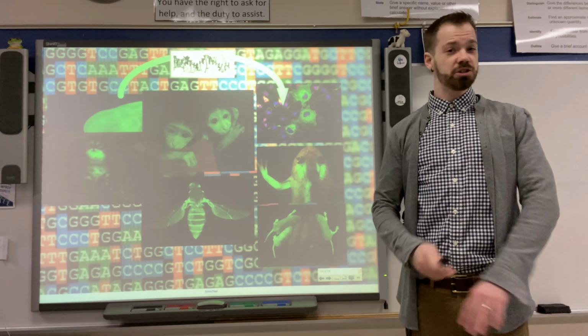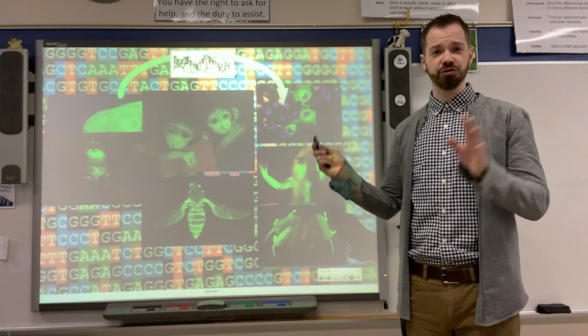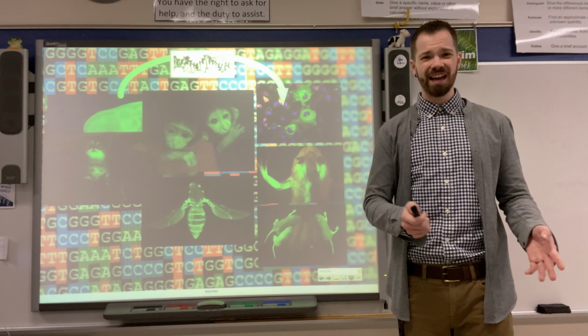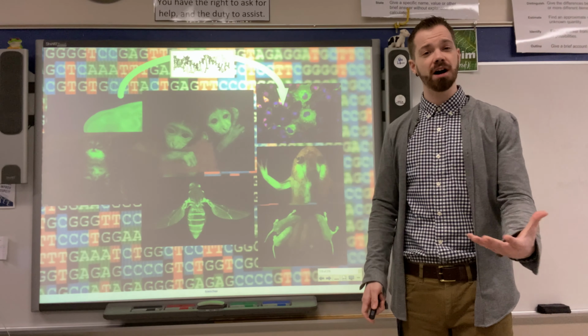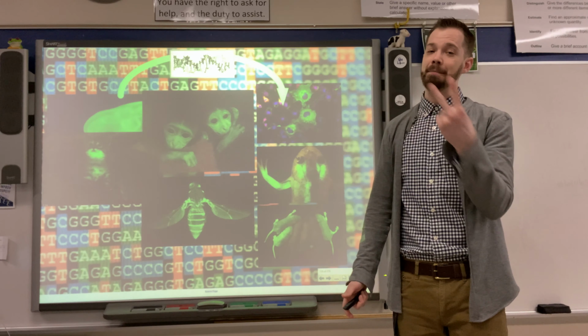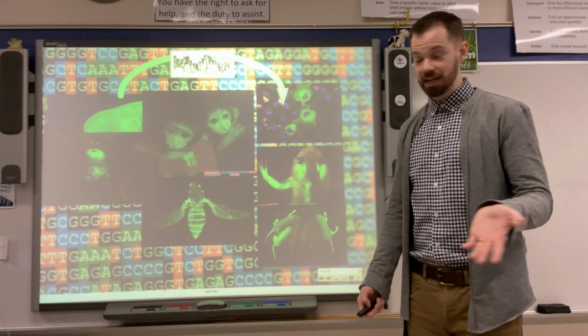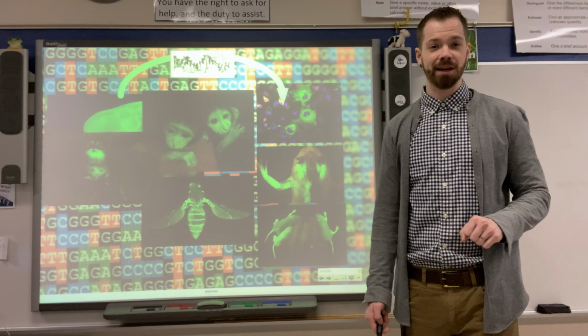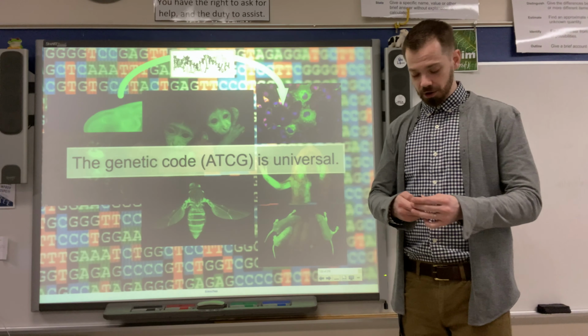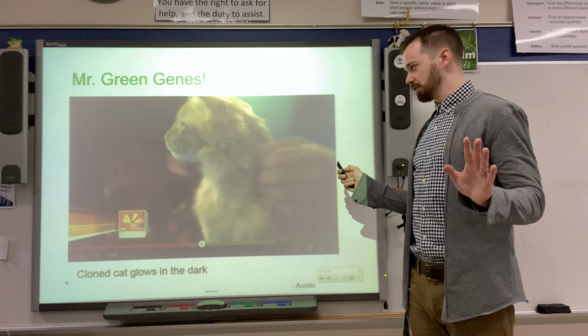So the genetic code is so universal, you can actually take genes from one thing and put them in another, and they still function because of the central dogma. The DNA is read, that makes RNA. RNA is then used by a ribosome to create a protein, in this case, a protein that glows. So the genetic code is completely universal.